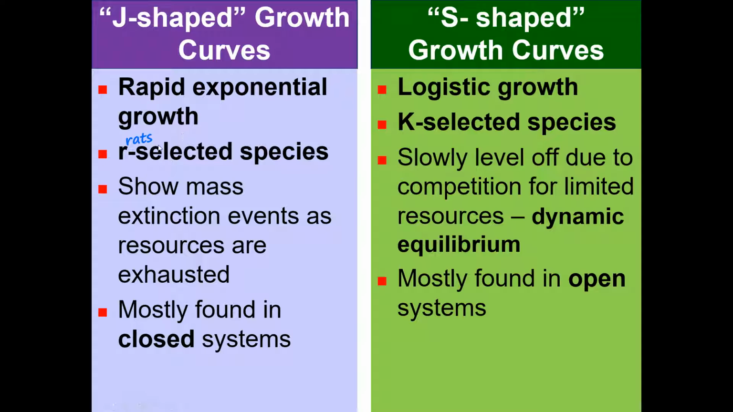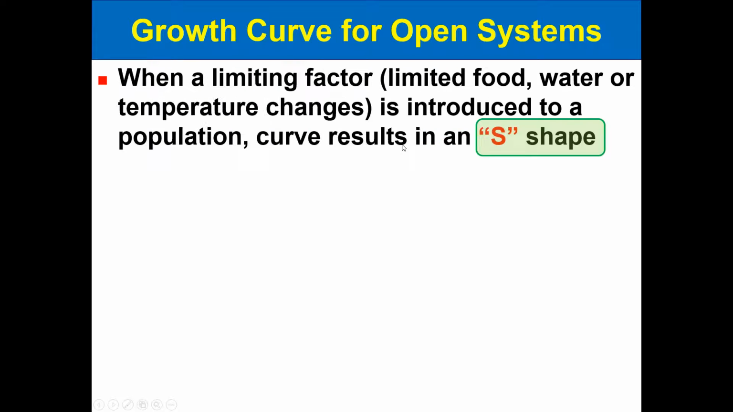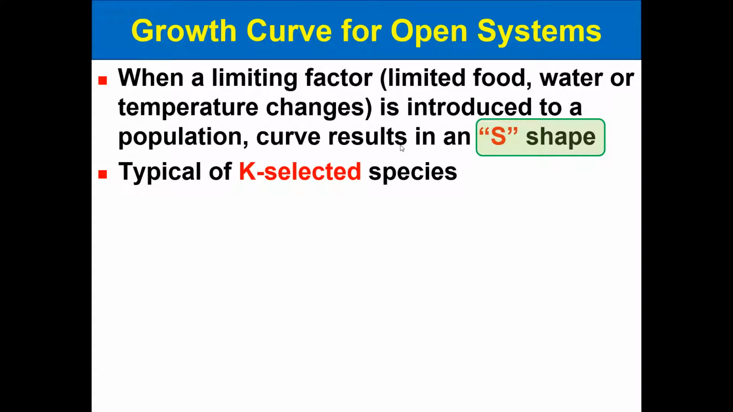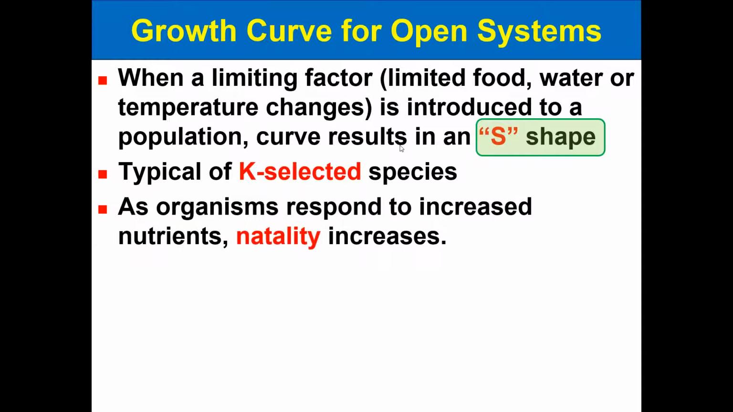So our r-selected species, we can remember it in two ways. First of all, they are smaller animals, and it's represented with a lowercase letter, or you can think R for rats. They are smaller. Versus K-selected species, it's always written with the capital letter, and also you can think K for kangaroo. It is a larger animal. When a limiting factor, like limited food, water, or temperature changes, is introduced to a population, the curve results in an S-shape, typical of K-selected species.